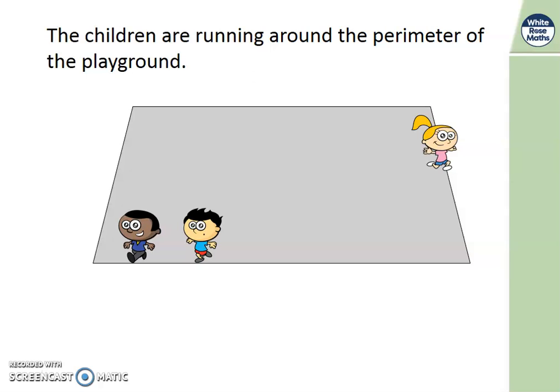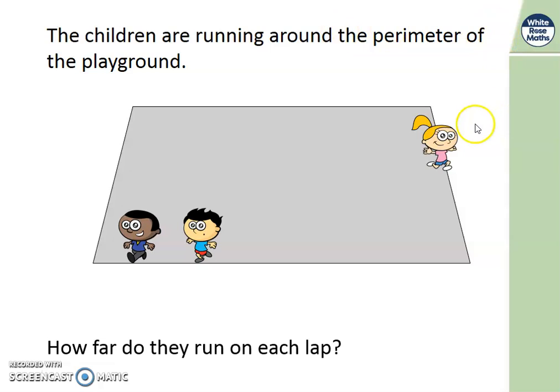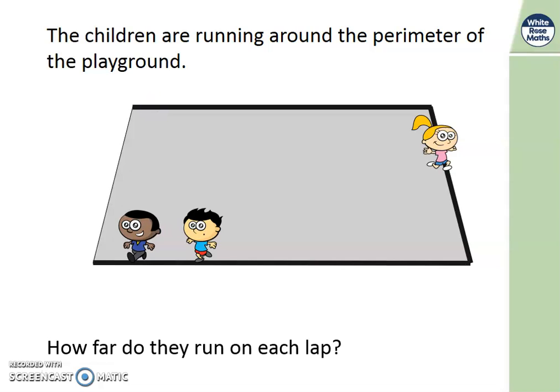Let's have a look at perimeter in this question. The children are running around the perimeter of the playground. That's really healthy. Well done. Let's see how they get on. I want to find out how far they run on each lap. Now, one lap means all the way around the outside of the playground. So I need to find the perimeter of that playground to work out how far each one lap is. I need to add that side, add that side, add that side, add that side.